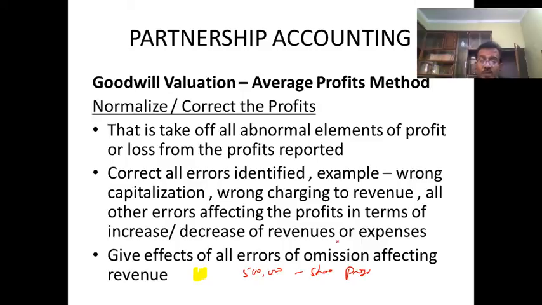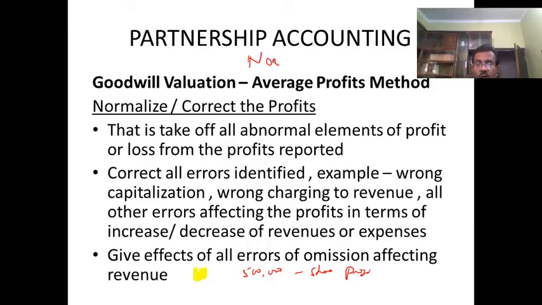So when you are calculating goodwill, you must take off all the abnormal elements of profit or loss from the profits reported. Say you had a big loss on fire, your stock got all burned, and you could recover only a partial amount from the insurance company. That loss is not a normal loss, it is not a business loss. So you must try to find out your normal business profits.